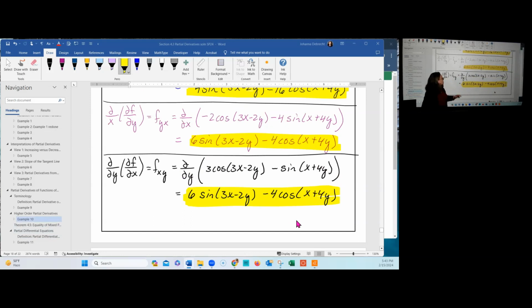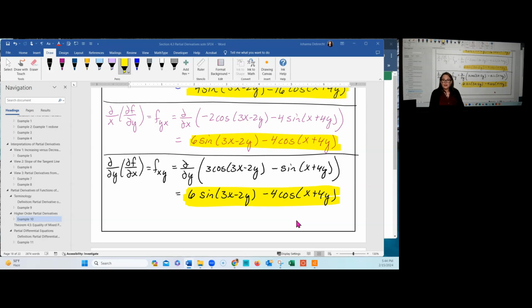So when I'm looking at this right here, I know that 3x is a continuous function because it's polynomial. So is minus 2y. Sine is a continuous function. A constant times a continuous function is continuous. x plus 4y is a continuous function. Cosine is a continuous function. 4 times it is a continuous function. And the derivative of continuous functions is continuous. So f sub yx is continuous. And since f sub xy is the same, they have to be equal to each other. If they're both continuous, they'll be the same.